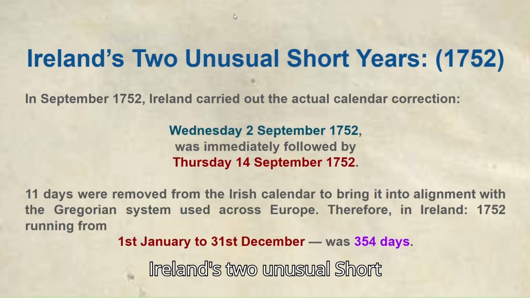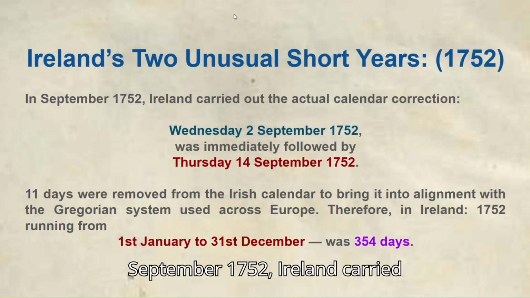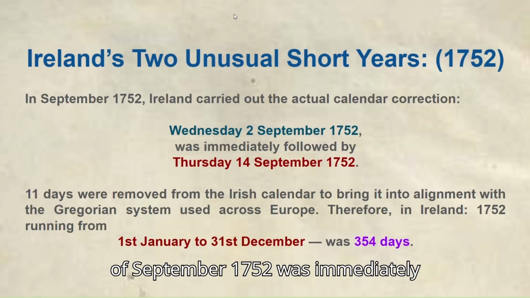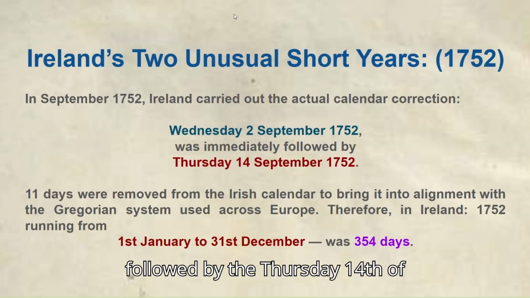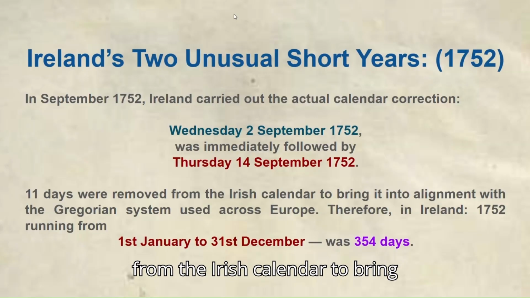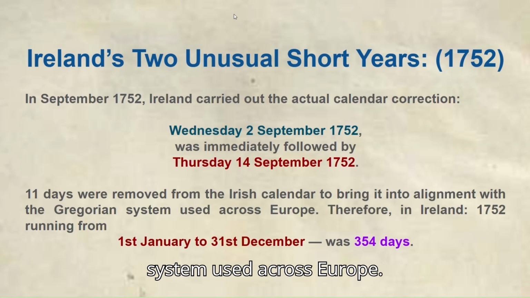Ireland's two unusual short years, 1752. In September 1752, Ireland carried out the actual calendar correction. Wednesday the 2nd of September 1752 was immediately followed by the Thursday 14th of September 1752. 11 days were removed from the Irish calendar to bring it into alignment with the Gregorian system used across Europe. Therefore, in Ireland, 1752 was running from the 1st of January to the 31st of December and was 354 days long.